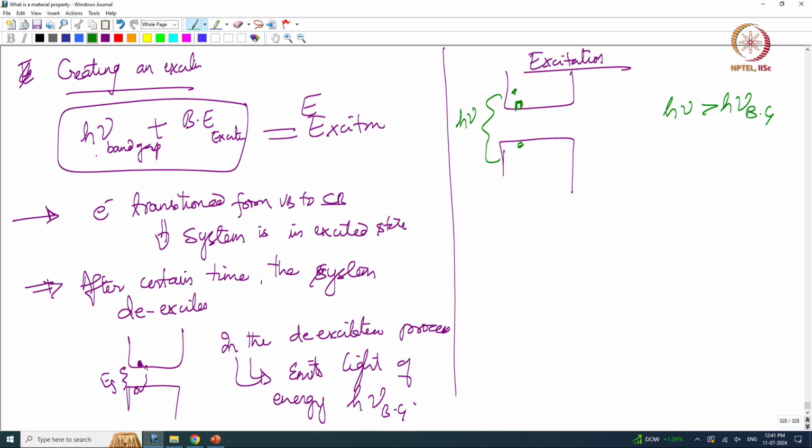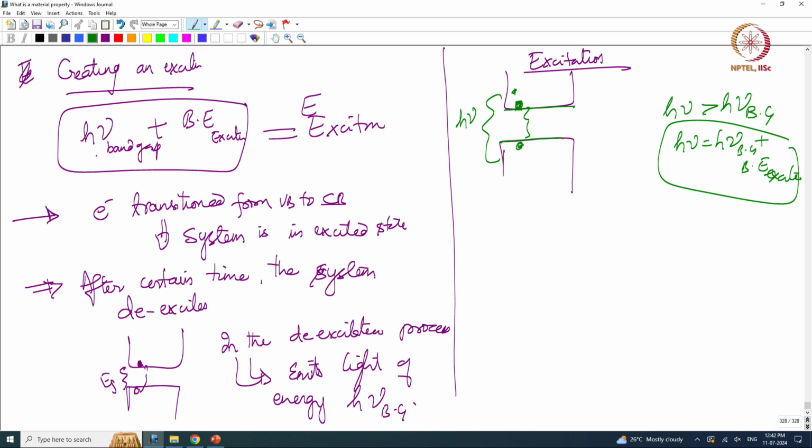Sorry, this is the electron, this is the hole, and once they create an exciton, the rest of the energy is used to bind the electron and hole. So, h nu will be h nu band gap plus the binding energy, and that creates an exciton. Now, when I destroy this exciton, if it is a direct band gap material, there are these details. If it is an indirect band gap material, this energy goes off to phonons, but it does not matter. When I de-excite it, the de-excitation happens from the bottom of the conduction band to the top of the valence band.